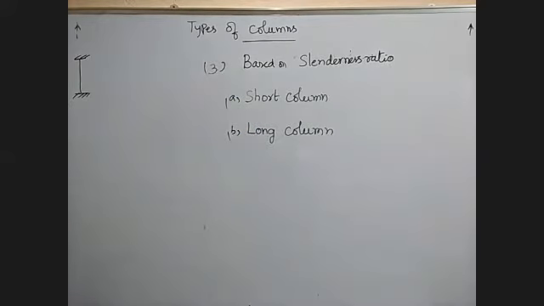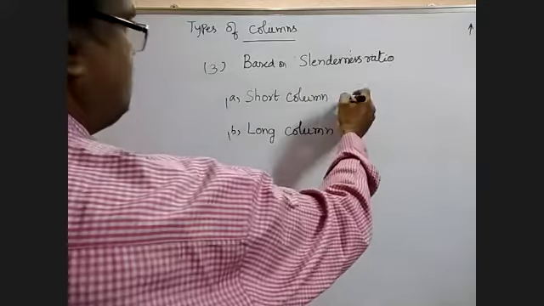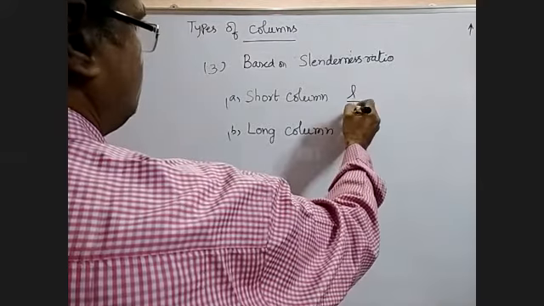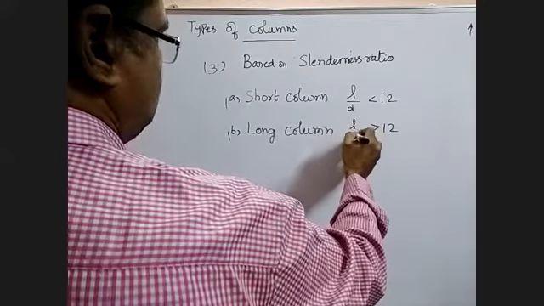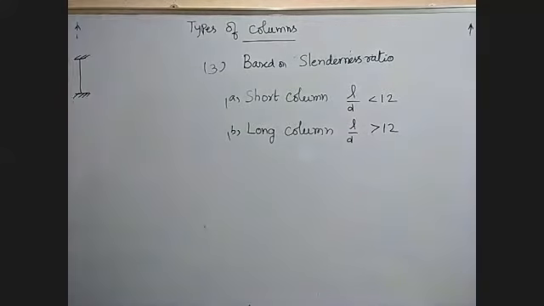Now we have the short column and the long column. The L by D ratio, effective length by D, is less than 12 or greater than 12. Less than 12, we call it a short column, and greater than 12, we call it a long column. Here L is the effective length and D is the lateral dimension.